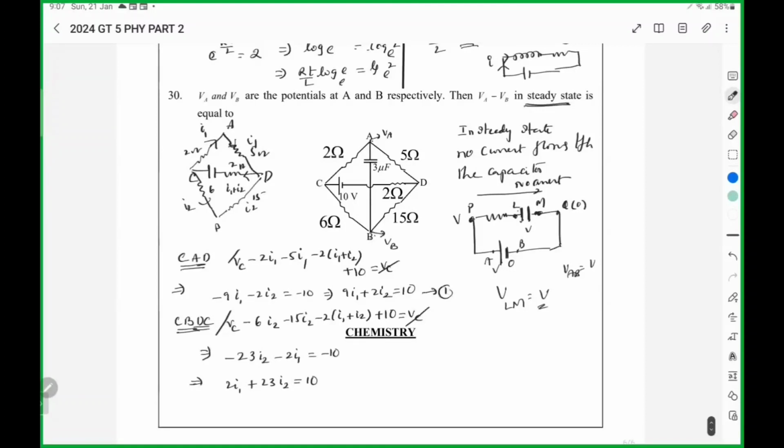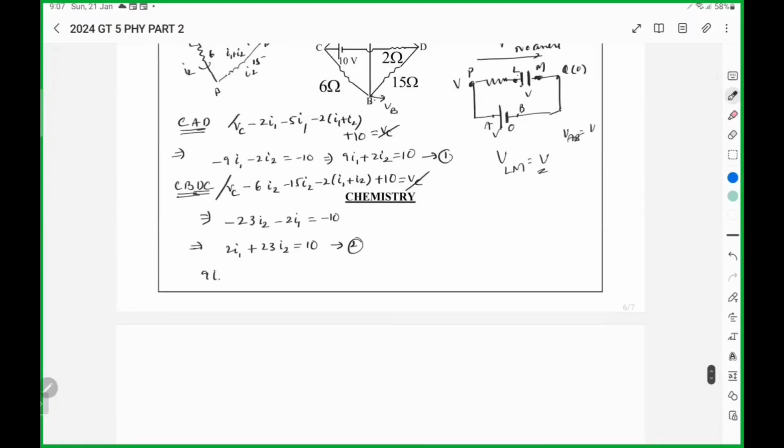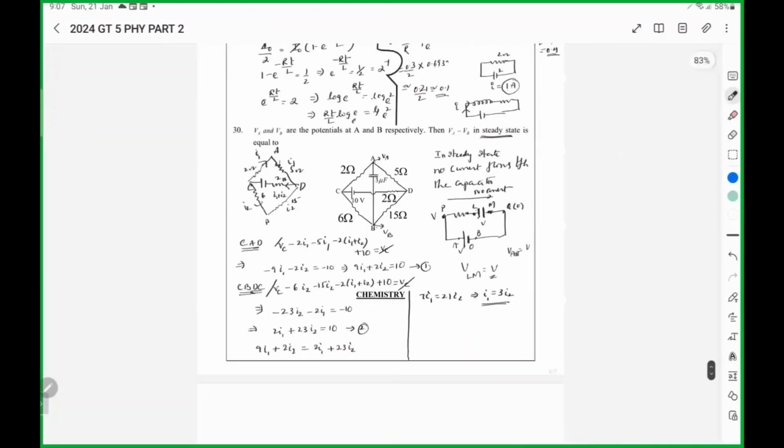Then both are equal to 10. If I compare, 9I1 plus 2I2 is 2I1 plus 23I2. So here I can say 7I1 is 21I2, which means I1 is 3I2.